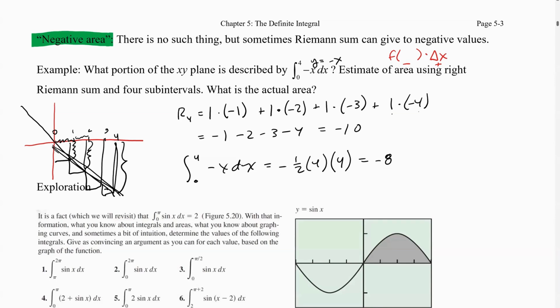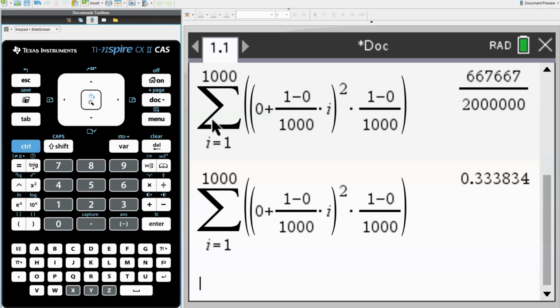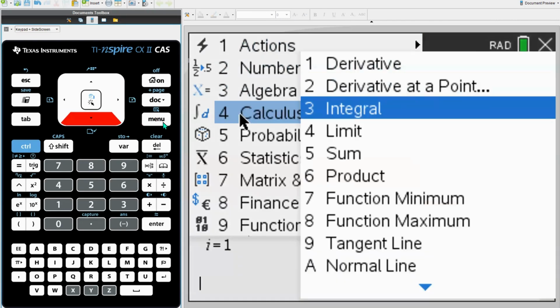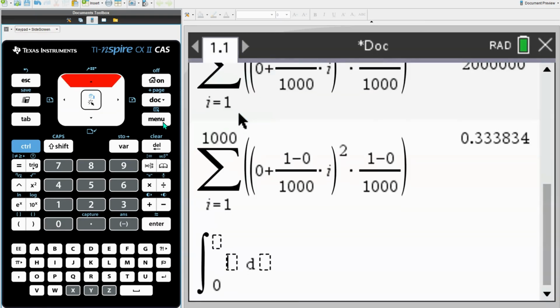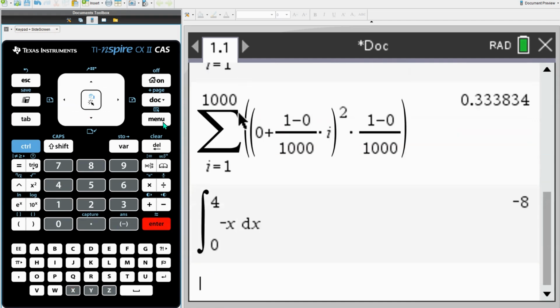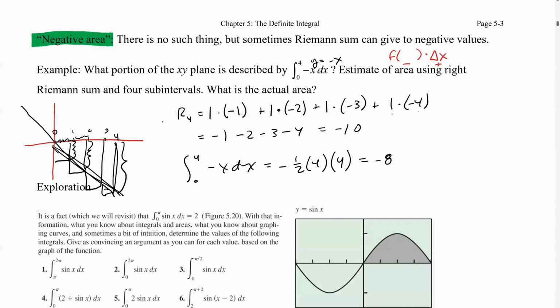Is that right? Well, let's do one more thing on the calculator. Let's find out. Under menu, under calculus, we're going to find an expression that says integral. And we can say, hey, I'm going to go from 0 to 4, and I can put the curve that I'm working with in there. Yep, -8. So these integrals and the Riemann sums that they represent can definitely be negative.